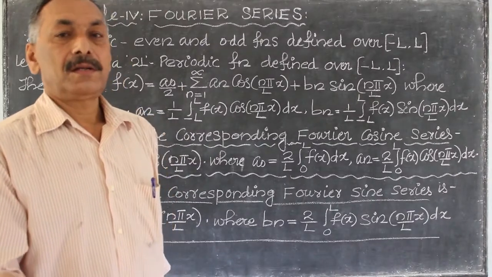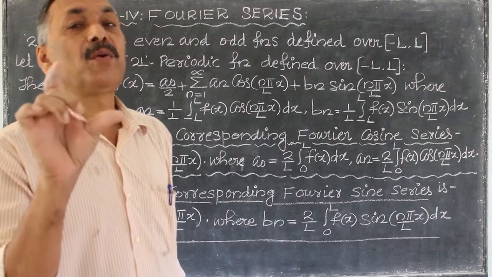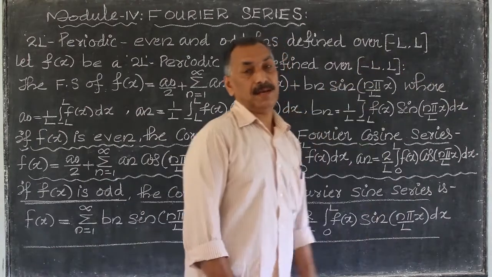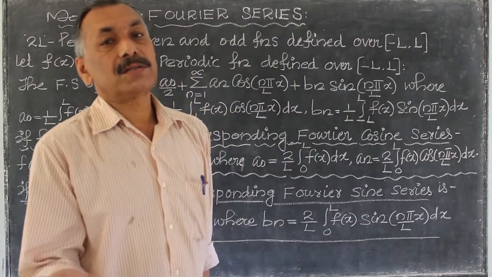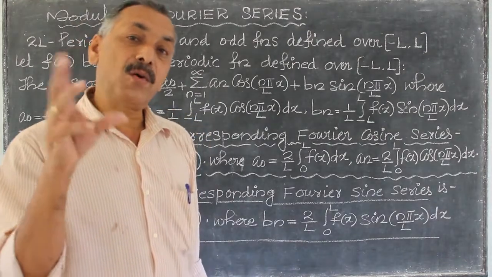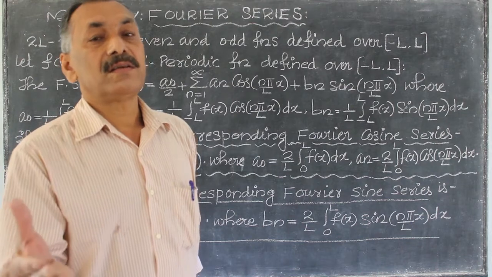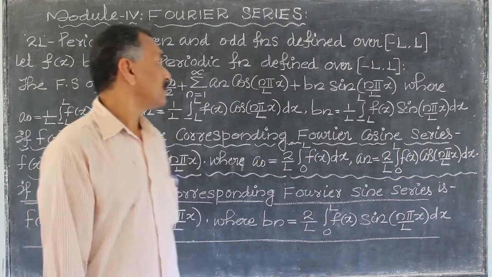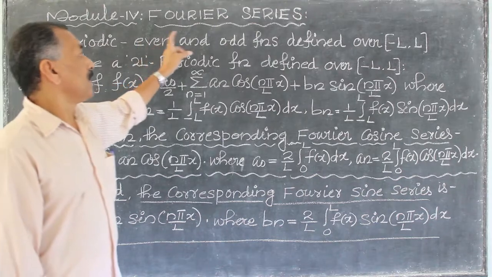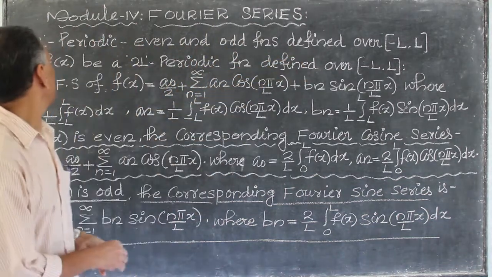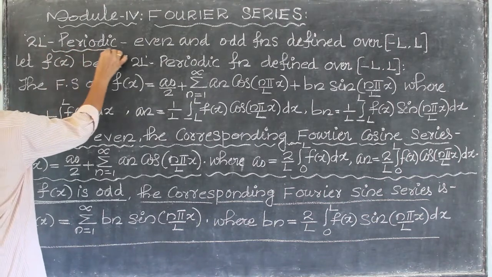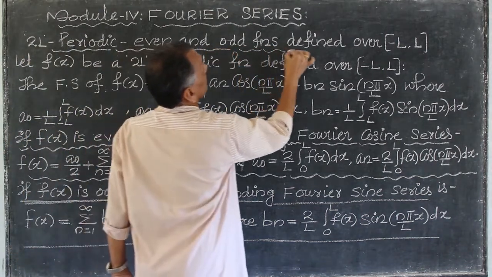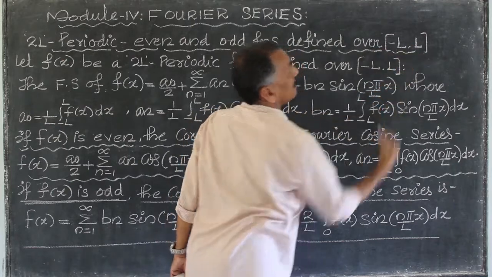We have already seen the Fourier series of 2L periodic functions defined over the interval minus L to L. Today we are going to discuss the Fourier series of 2L periodic even and odd functions defined over the interval minus L to L.